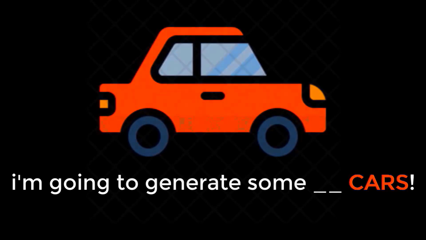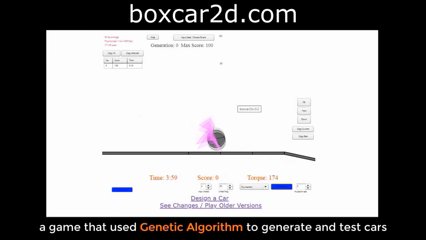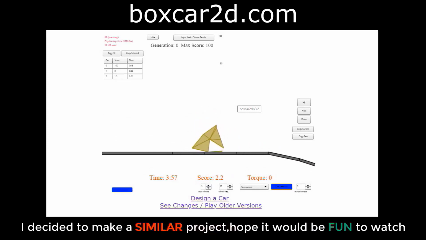So, today, I'm going to generate some cars. I was inspired by a website called Boxcar 2D, a game that used genetic algorithm to generate and test cars. I decided to make a similar project, hope it would be fun to watch.